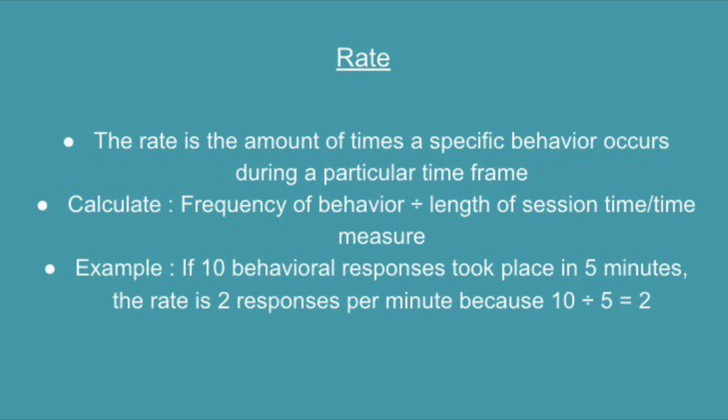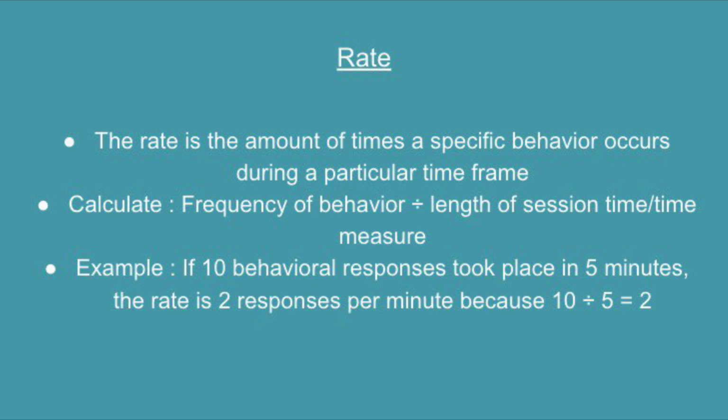For example, rather than the full session time, your BCBA might want you to record how many behaviors are exhibited during 5 minutes of the session or 10 minutes of the session. Like the example below, if 10 behavioral responses took place in 5 minutes, the rate is 2 responses per minute. I used the 10 behavioral responses, divided it by the 5 minutes, in order to calculate the 2 responses per minute, resulting in 2 being the rate.